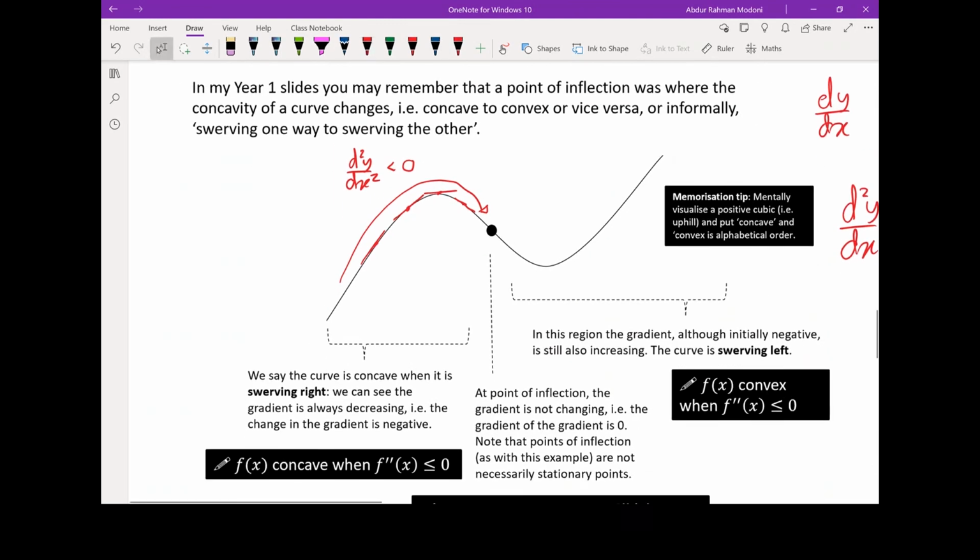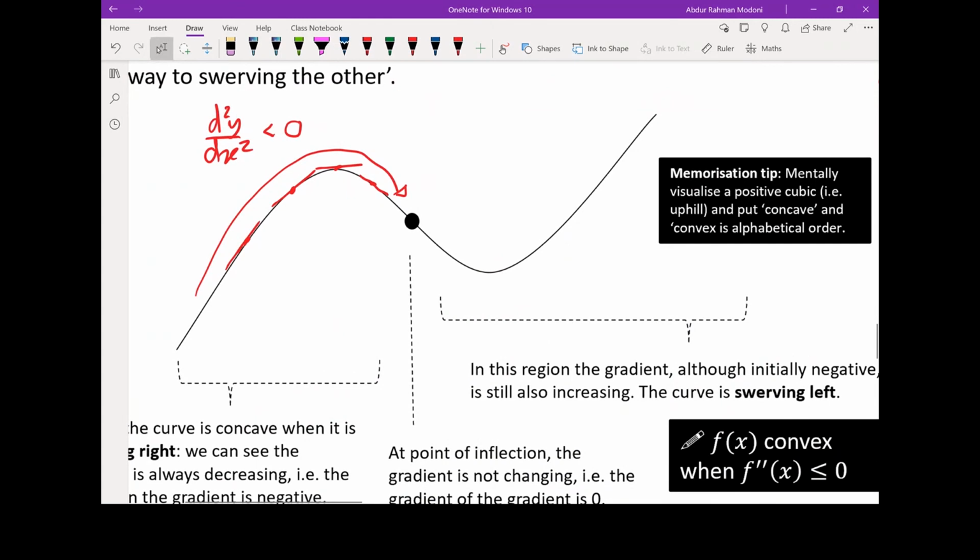What about this bit here? What's happening to the gradient from there? What can we say is happening to the gradient for those parts? It's increasing. It's going from a more negative, it becomes 0, and then it starts becoming more and more positive. So here, for this section from there to there, d2y by dx squared, i.e. the rate of change of the gradient, is positive. Positive is indicated by saying it's greater than 0.